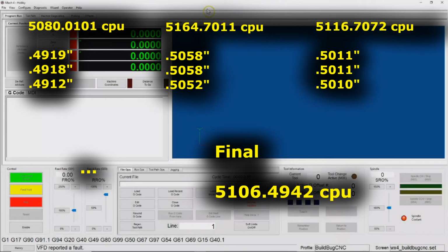Here are some of the sample measurements for the z-axis run. I started at 5080 counts per unit, and then overshot to 5164, and then backed up a little bit, and then after a couple more tries, ended up at the final 5106.4942. And the measurement you'll see after this is the final one, basically.